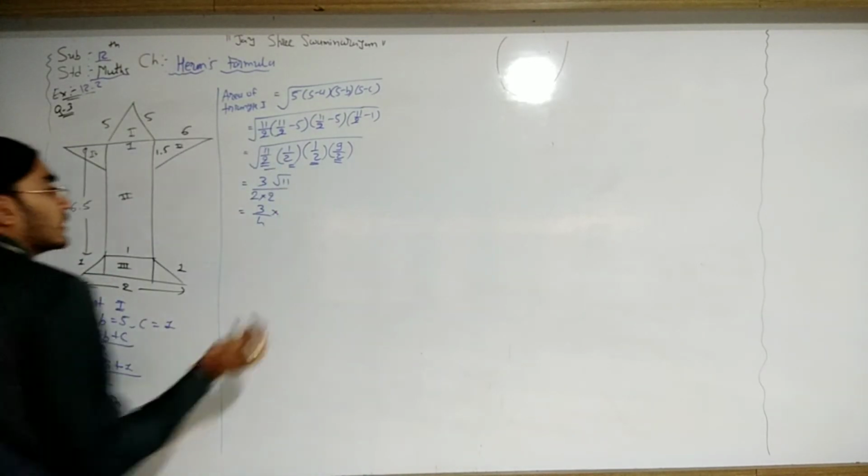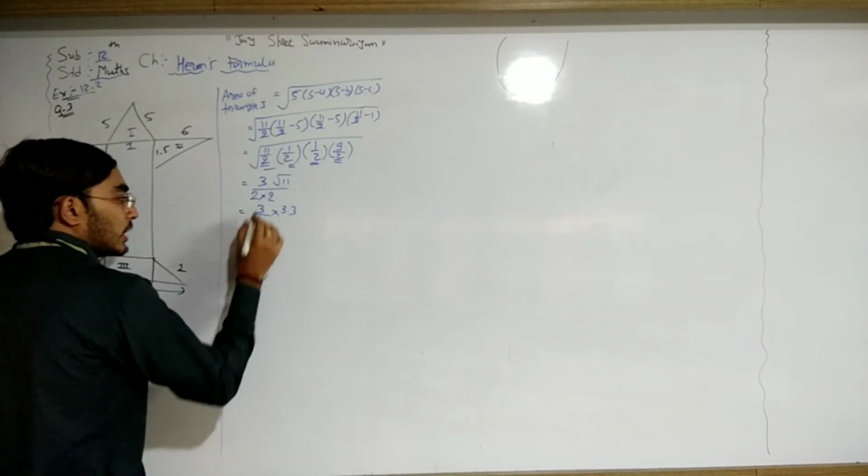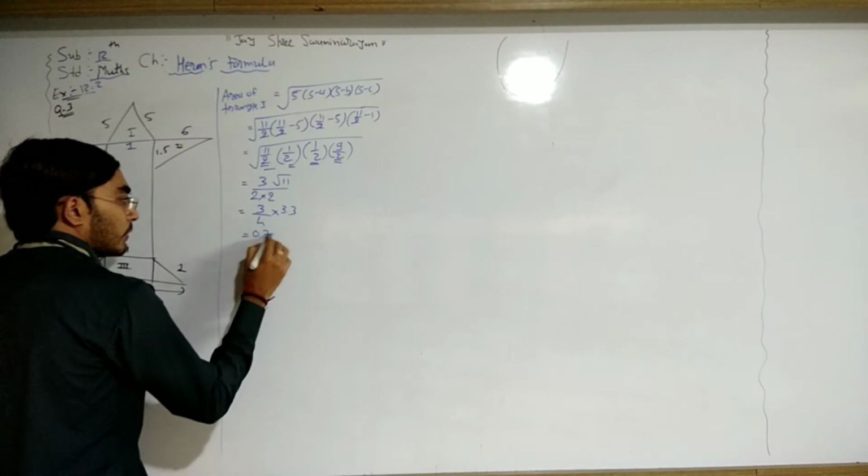So the square root of 11 is 3.3. Now 3 by 4, it is 0.75.